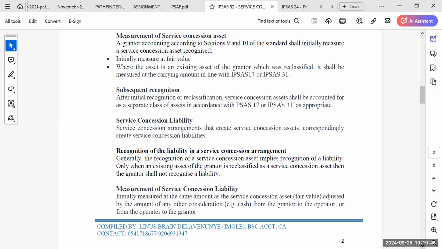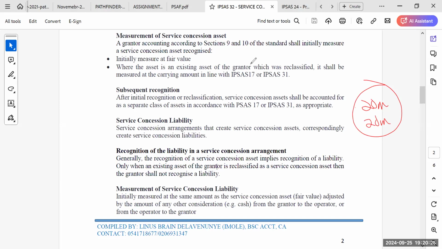How do we measure the concession liability? Basically, the concession liability for constructed assets should be the amount recognized for the concession asset. So if the asset was constructed for 20 million, then the government should recognize 20 million also as the liability.